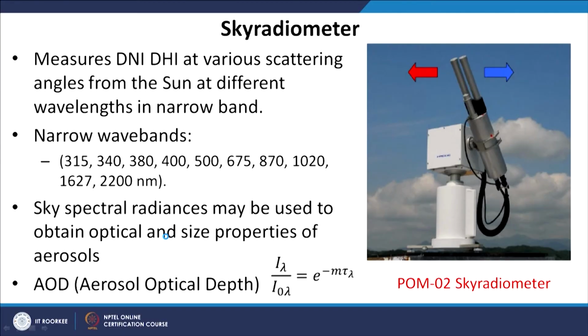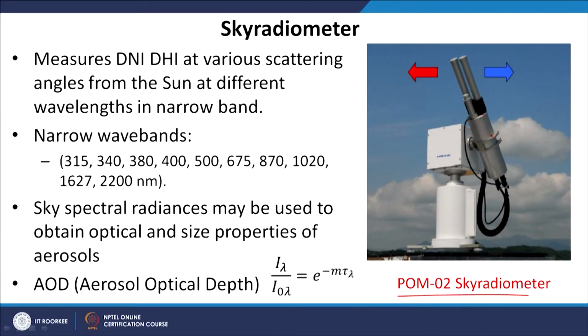The good thing about the sky radiometer is that it is a narrow band instrument, compared to the pyranometer and pyroheliometer, which are broadband instruments. They measure spectrally integrated radiation. This particular instrument measures radiation in small narrow bands. For example, this is a POM02 sky radiometer made by a Japanese company. It measures radiation in different narrow bands, and there are a large number of them. The advantage of this type of instrument is that it gives you the liberty to determine various factors that absorb radiation in a more accurate way.